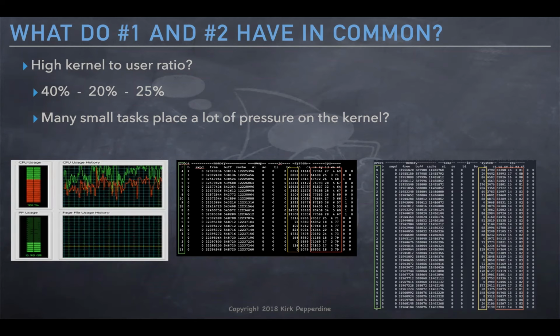And how do we get this problem with thread scheduling? Well, we get this problem because we have many small tasks that are completing very quickly, and that's placing a lot of pressure on the thread scheduler, and that's hyperactivating the kernel itself. So this is why the kernel CPU numbers are as high as they are.